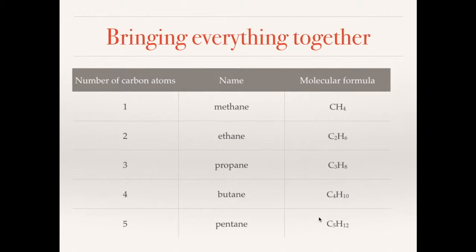This is a summary of all the molecular formulae as well as the names. One carbon atom, we have methane with the molecular formula CH4. Two carbon atoms have ethane with the molecular formula C2H6. Three carbon atoms, we have propane with the formula C3H8. Four carbon atoms, we have butane, C4H10. And finally, 5 carbon atoms, we have pentane, which is C5H12.